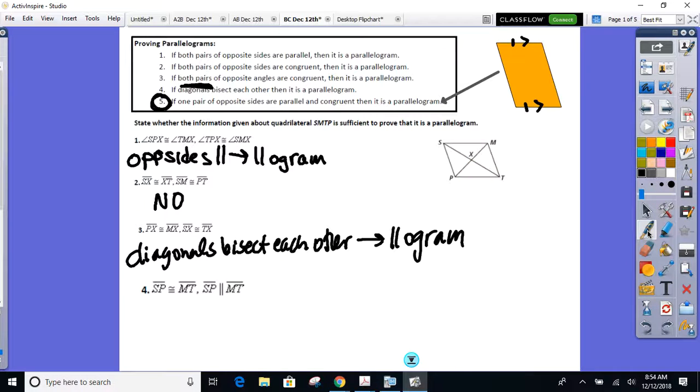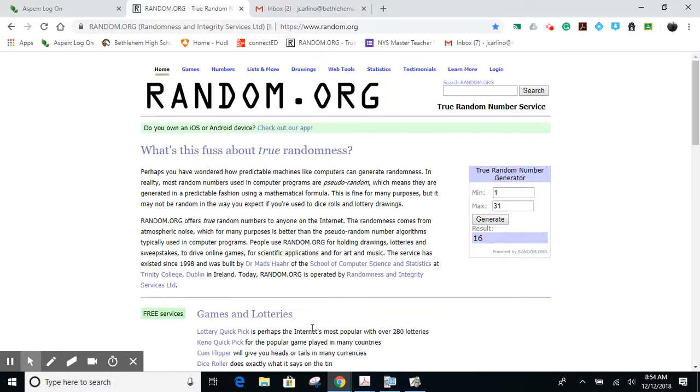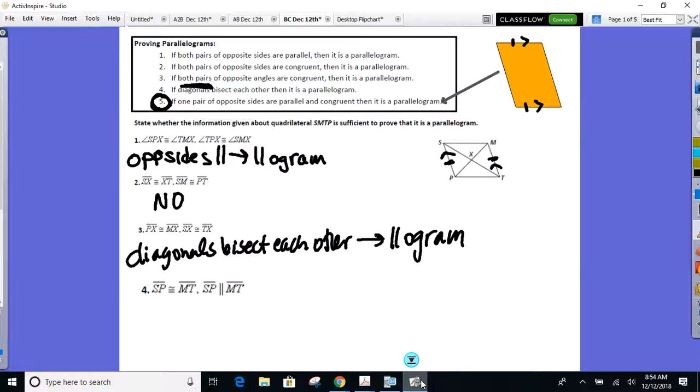All right, next up, SP congruent to MT, SP parallel to MT. Good enough to make a parallelogram? Good enough? Here you go, number 23, good enough? Yeah, that's the special case I just talked about. Everyone see the special case? The same pair are both parallel and congruent.